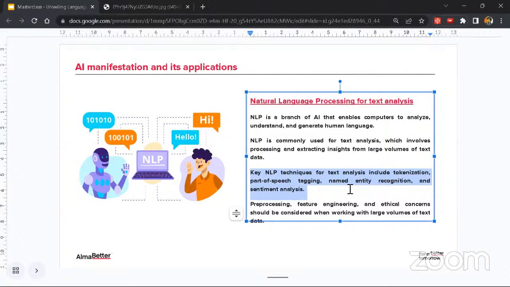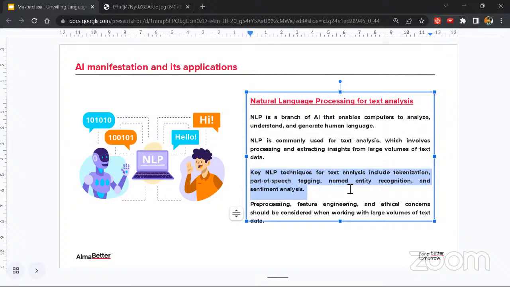Then we have something called part of speech tagging. What is part of speech tagging? It is basically where we look at each and every individual word and identify what part of speech each word corresponds to. So, what is a noun, what is a verb, what's an adjective, what's an adverb, and so on and so forth. That's one way to look at this overall. So, that's what we do as part of speech tagging.